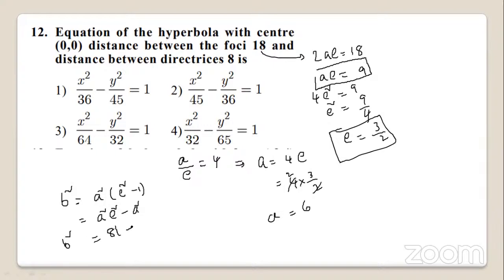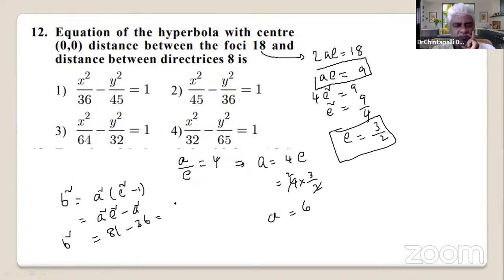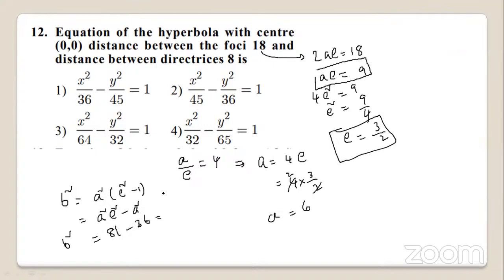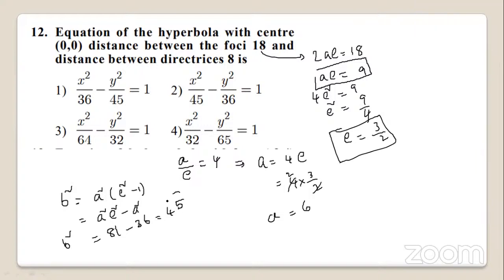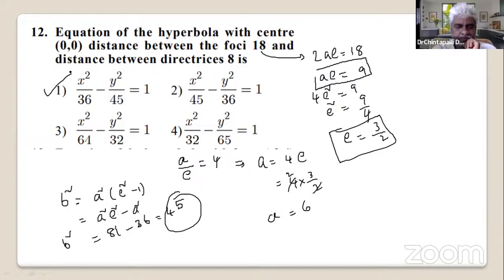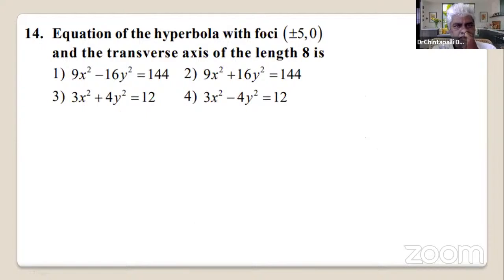B square equals 81 minus 36, that's right, 45. That's good. B square is 45. Option 1, sir. Very good, very good. Yes, you can do it.